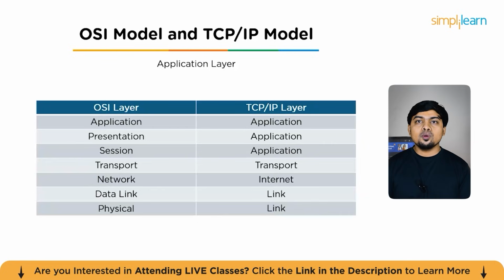The network layer in OSI maps to the internet layer in TCP/IP, responsible for addressing and routing data between devices across the networks. Finally, the data link and physical layers of OSI are combined into the link layer in TCP/IP. This layer manages local delivery of data and the physical transmission over the hardware. Together, these models give us a complete picture of how data travels from signals on a cable to the web page that appears on your screen.